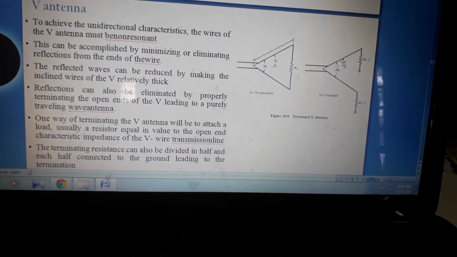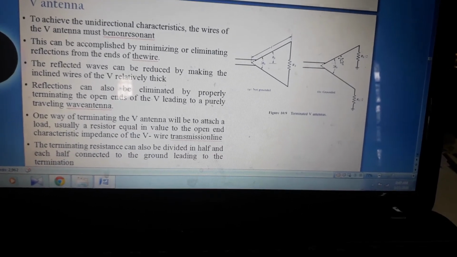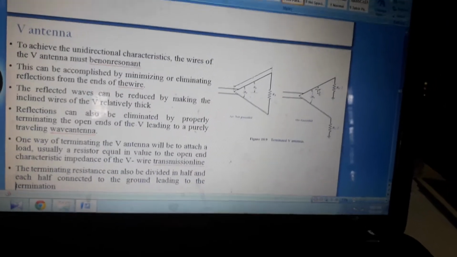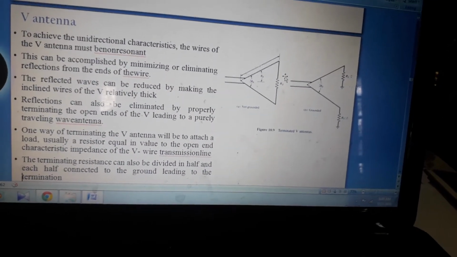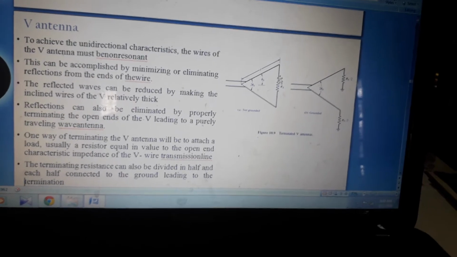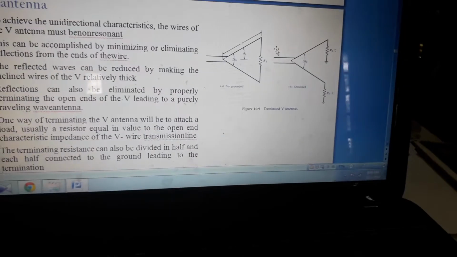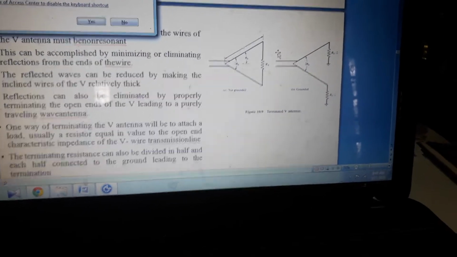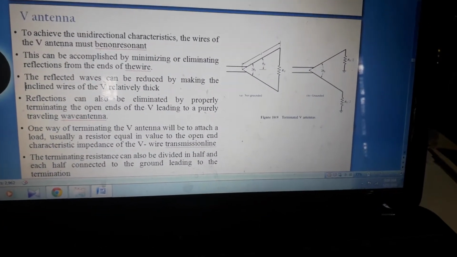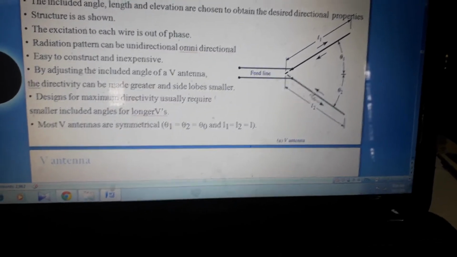The terminating resistance can also be divided in half, and each half is connected to the ground leading to the termination. Similarly, here in the first case we can see the reflections. In order to reduce the reflections by terminating the open ends, here in the actual structure of V antenna, we can see only a V structure.